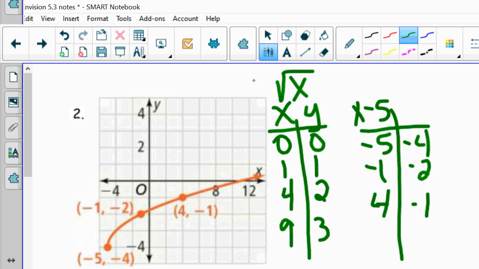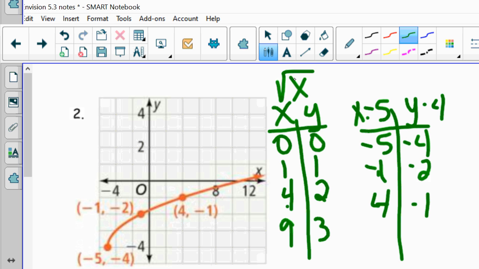What happened to my y's? Okay, went from 0 down to -4. So I would get there by subtracting 4. 1 minus 4, or sorry, 2 minus 4 would have put me at the -2, right? So if I did 4 minus 5, I'd get -1. 2 minus 4 gets me -2. So all of my y's went down 4.